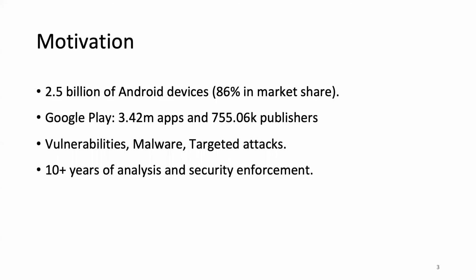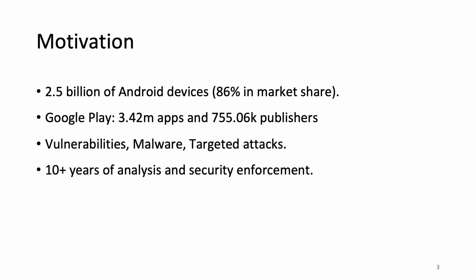Android is the biggest mobile operating system on the market. It accounts for 86% in market share, with about 2.5 billion Android devices. Android has its own marketplace where anyone can publish an application and anyone can download this application. It contains about 3 million applications published by around 700,000 publishers. These developers are not trustful, and therefore Google needs to verify the applications. Sometimes it even removes such malicious applications.